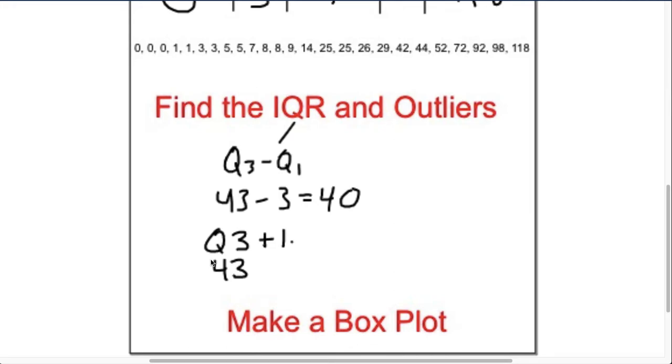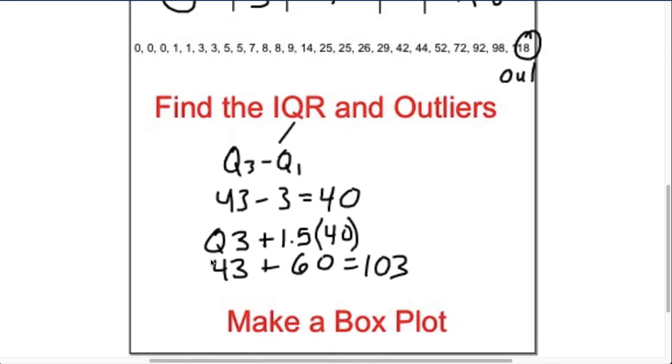Okay? And to find your outliers, again, it's Q3, so 43, plus 1.5 times the IQR. Okay, and so 1.5 times 40 is 60. And so what this means is that anything above 103 is an outlier. So in other words, 118 is considered an outlier. Okay?